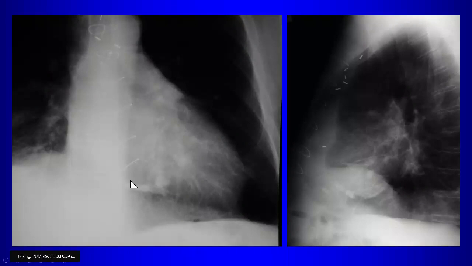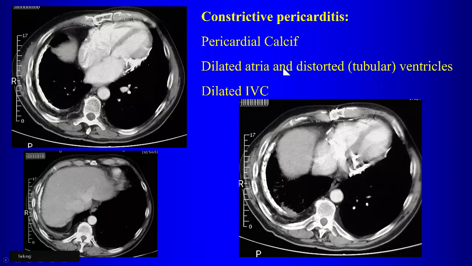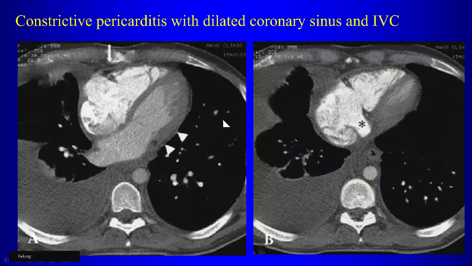Sometimes it may not be very obvious. This patient had a history of surgery, so you can see some calcification there. Often it's easier to see this pericardial calcification on the lateral view. So pericardial calcification, dilated atria, distorted tubular ventricles, and a dilated IVC are clues on your imaging that the calcification is significant in terms of causing physiologic problems.